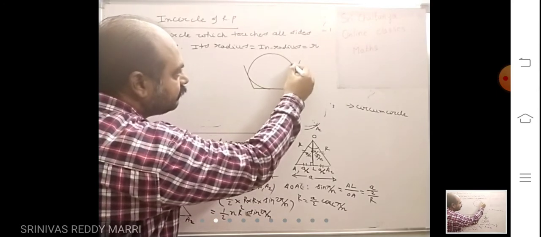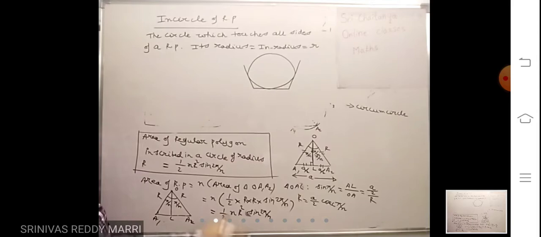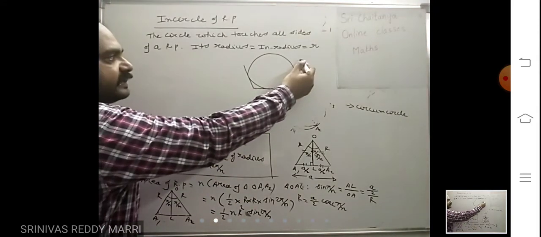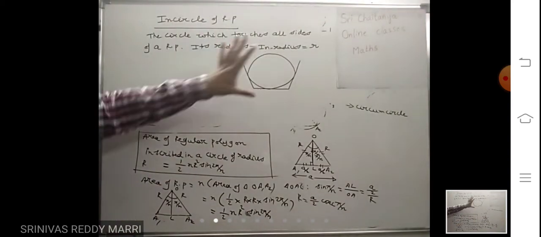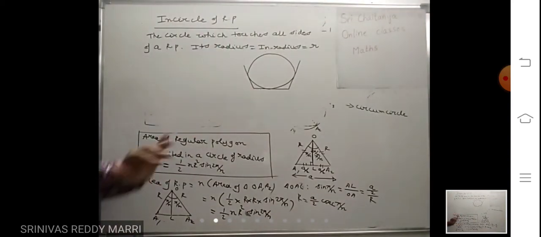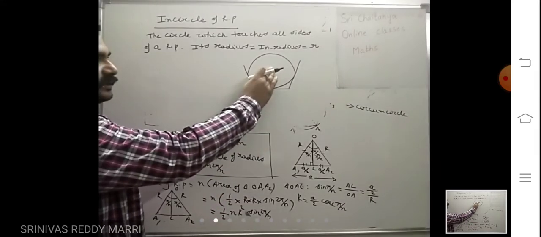The circle which touches all the sides. This is the one. Now the previous case is the circle which passes through vertices. Now this one lies inside the polygon. The previous circle lies outside the polygon. Right? This is the one.